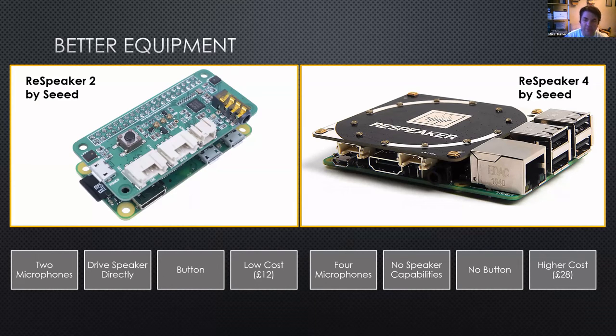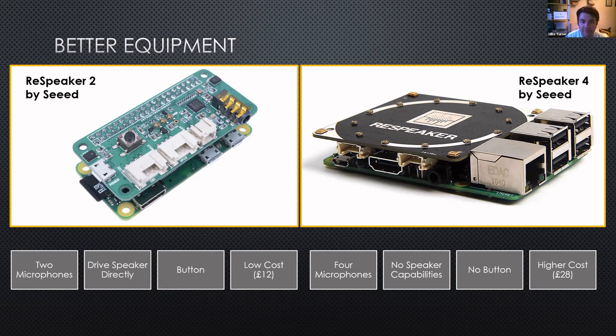But to be honest with you, it's probably not the best solution. The ReSpeaker 2 was more than ample. The 2 microphones were good enough quality for what I was trying to do. Seemed to pick up from most of the room quite effectively. And the big thing for me was it had a direct drive speaker. So it meant that you could plug a speaker straight into it and it would be able to play the audio out there as well. So it acts as an input and output device.